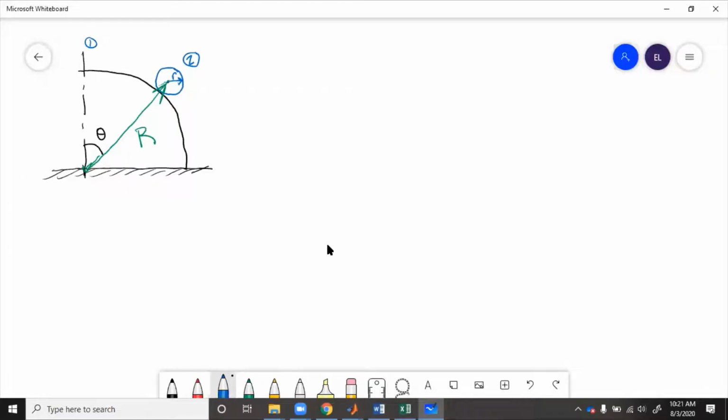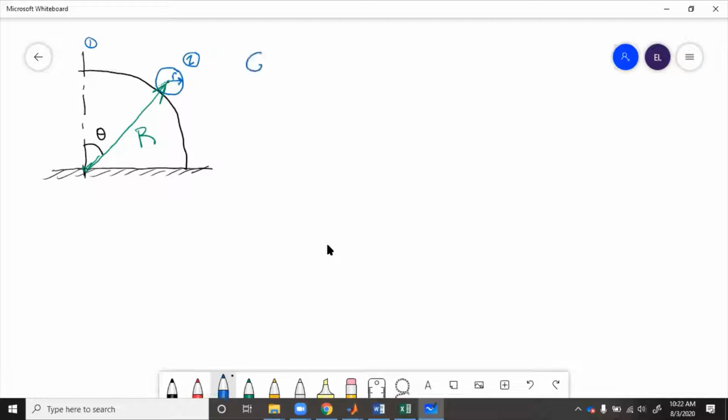In this example, we've got a ball that's rolling down a semicircular hill. It starts up here at the top, at state 1, then it starts rolling, and we want to find the velocity of the ball at state 2, which is at some angle as it's rolled down the hill.